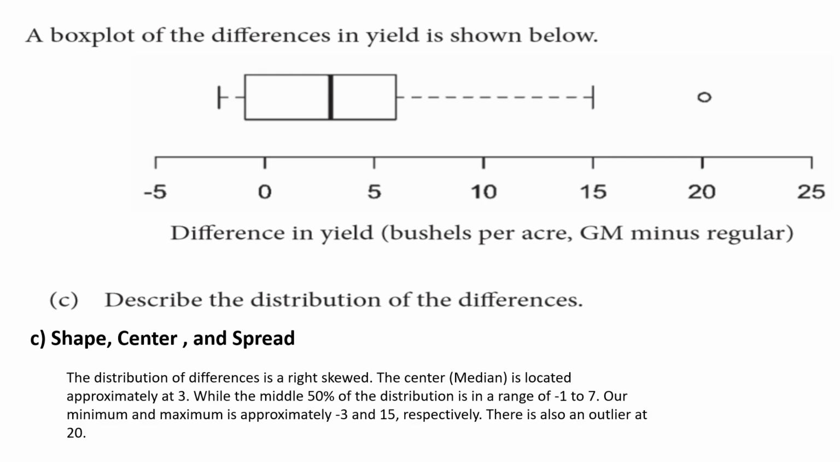Just keep in mind, depending on your shape, you will use different center and spread to describe the distribution. If it's skewed, you will use median, interquartile range, and range. If it's symmetrical, you will use mean and standard deviation. And for both cases, if there is an outlier, you do need to state it.